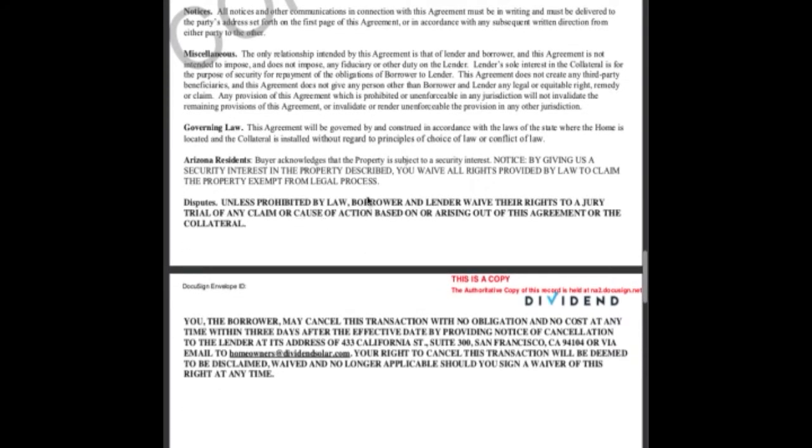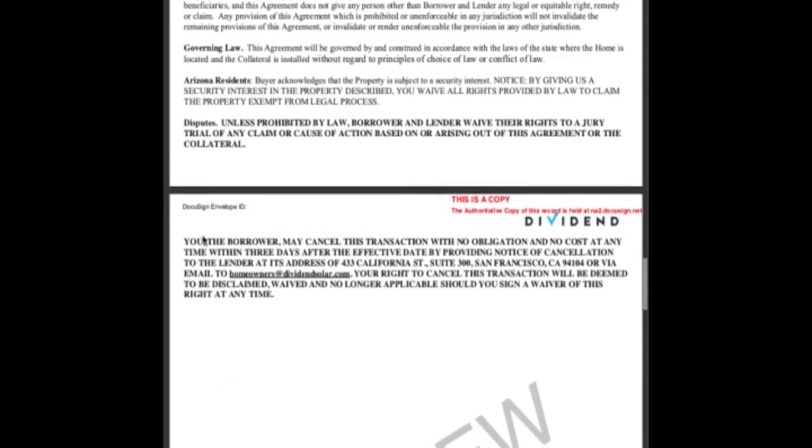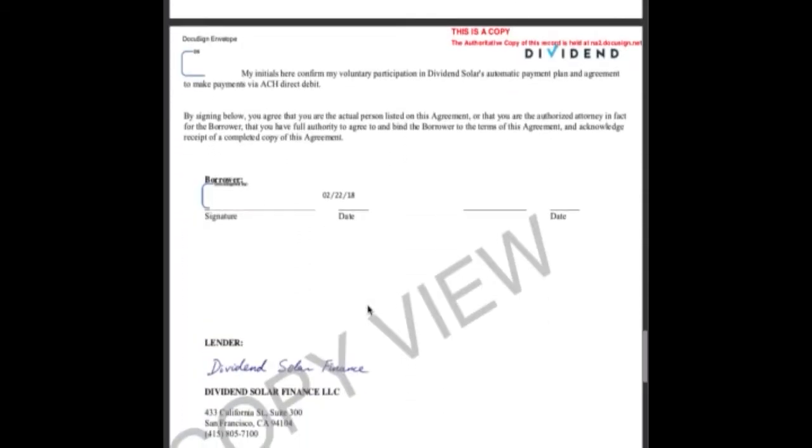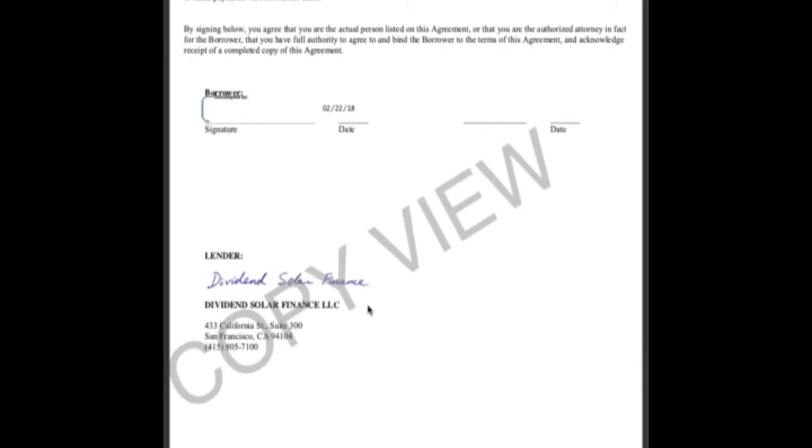And then as far as any disputes, make sure that the borrower and lender waive the rights to a jury trial or any claim and cause of action arising in the agreement. So it's going through the actual process and making sure that we're getting everything done. Okay. As far as the right of rescission, you have a 3-day right of rescission. If you felt you were forced into it or didn't want to get what you're actually getting today, you do have that rescission period available for you as well.